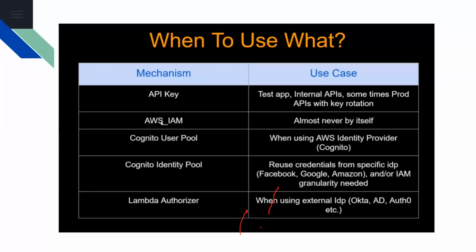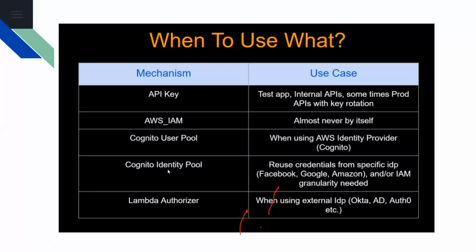So when do we use AWS IAM? It is almost never used by itself. You don't use IAM just alone. When do we use a Cognito user pool? We use a Cognito user pool when using the AWS identity provider. Like I said, you cannot use a Cognito user pool when you are using an external identity provider. A Cognito user pool is an in-house AWS identity provider.